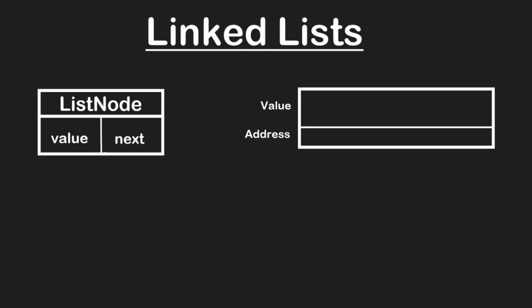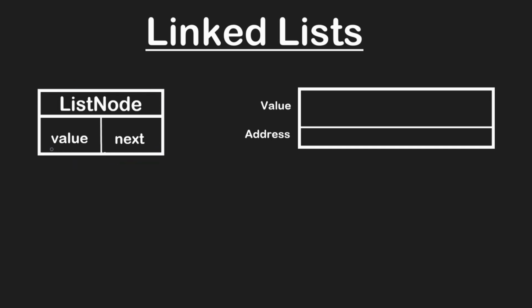Now let's learn about linked lists, which have a lot of overlap with arrays, but also a lot of differences. The first thing to know about linked lists is that they are made up of list nodes, or sometimes just called nodes for short.